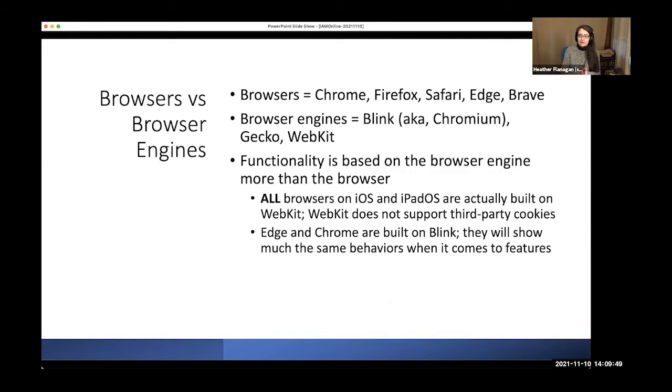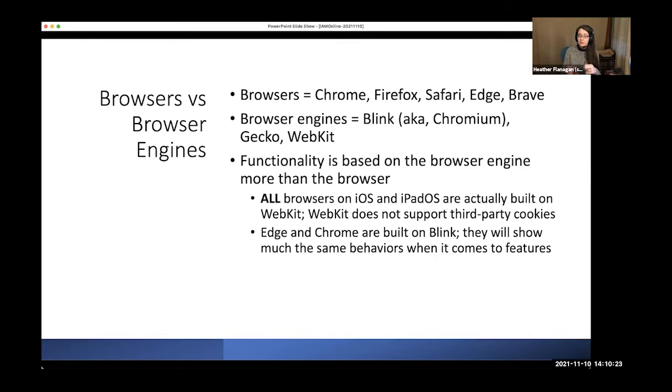A little bit of background knowledge. This is actually important, especially if you are worried about supporting the different browsers and different platforms. So when we talk about browsers, of course, we're talking about Chrome, Firefox, Safari, Edge, Brave. All of those browsers are built on top of an engine. And there are more browsers than there are browser engines. So the browser engines in question, the big ones, are Blink, Gecko, and WebKit.